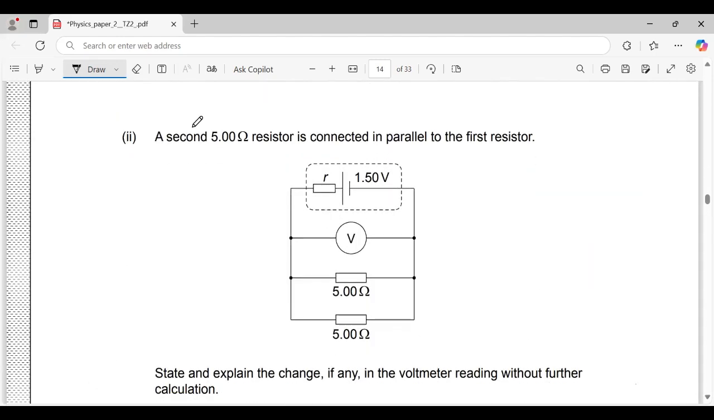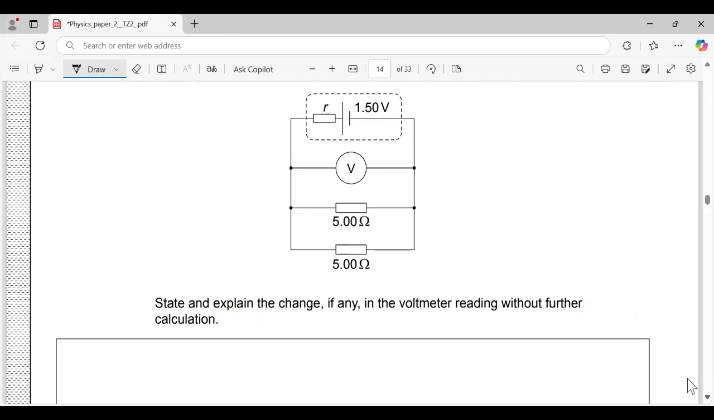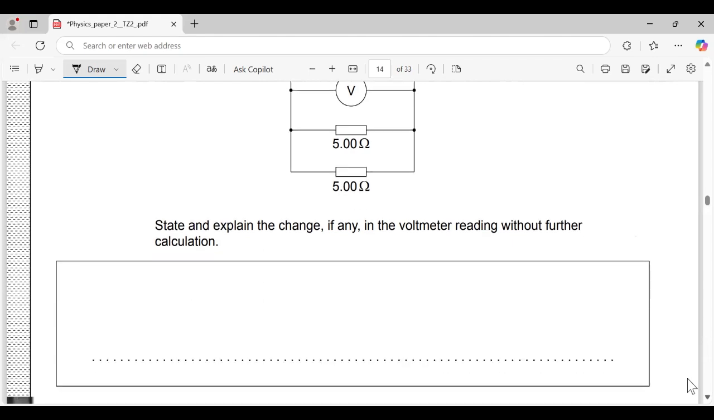A second 5 ohms resistor is connected in parallel to the first resistor in the circuit. When a second 5 ohms resistor is connected in this circuit, state and explain the change, if any, in the voltmeter reading without further calculation. Without calculation, we are going to explain.